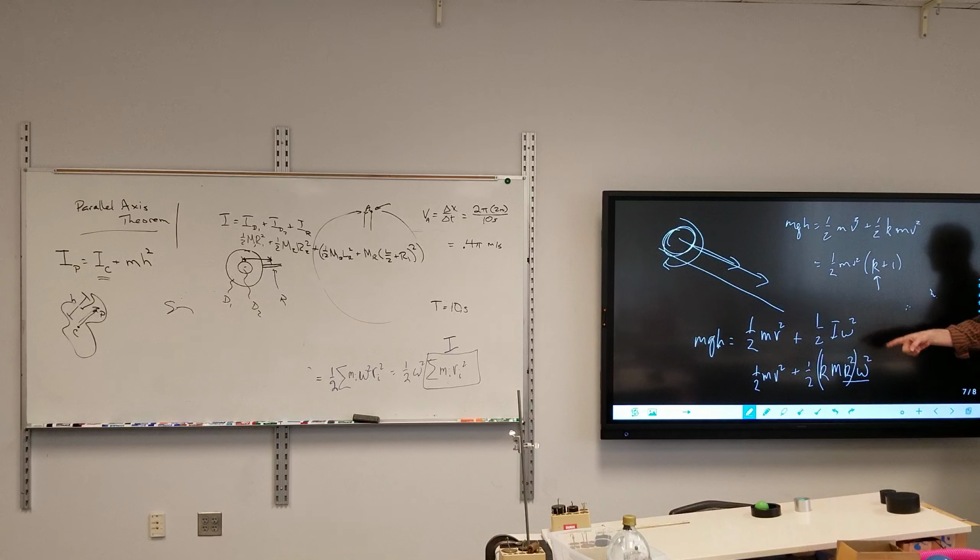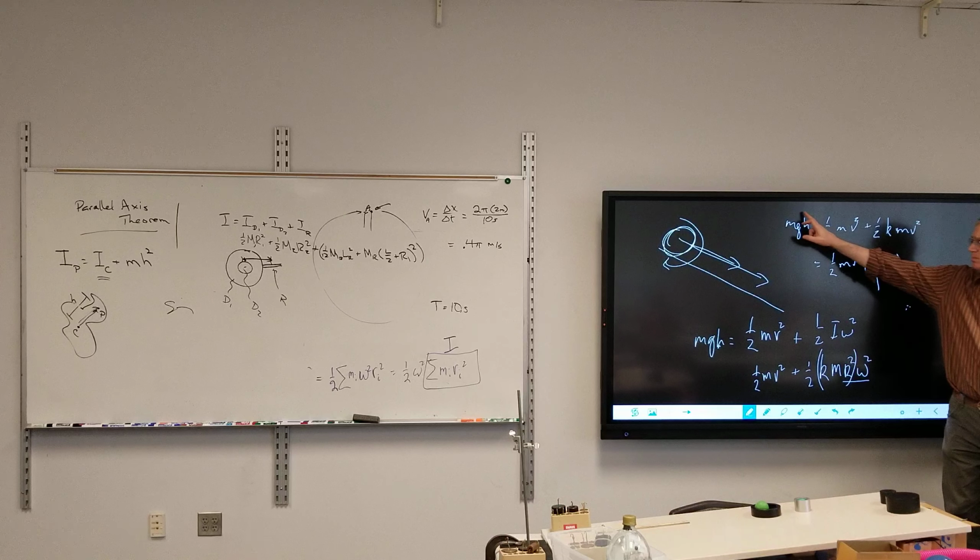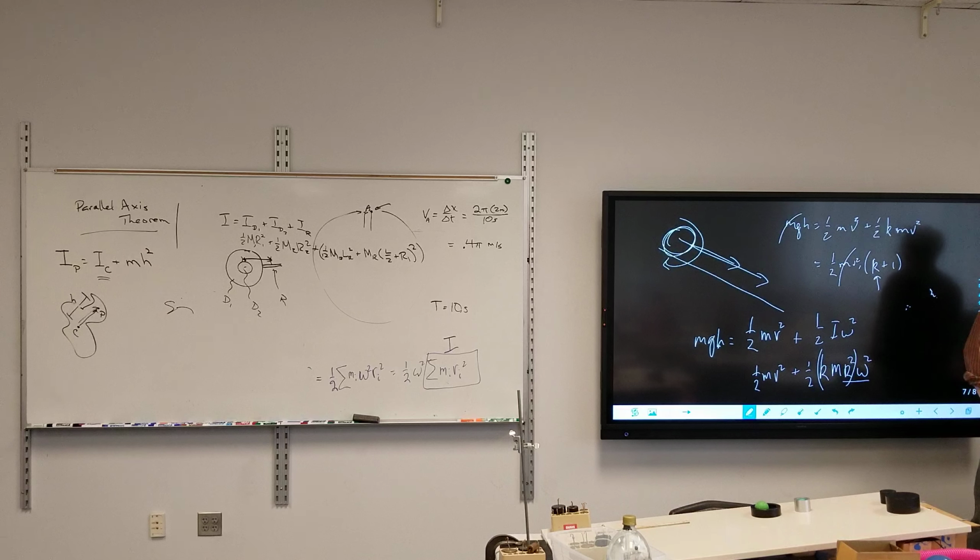Notice also, in doing this derivation here, r, the radius of the object, disappeared. So that's why the radius did not matter. As a matter of fact, mass is going to cancel out. Mass doesn't matter. It's how the mass is distributed.